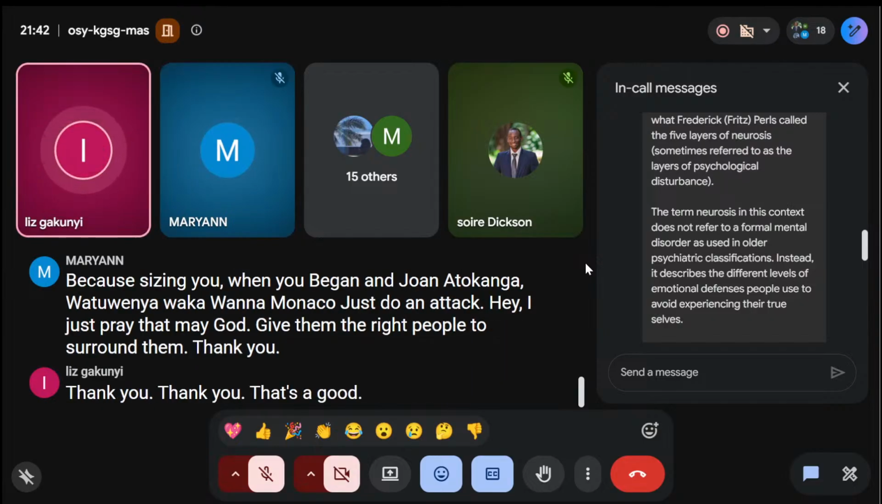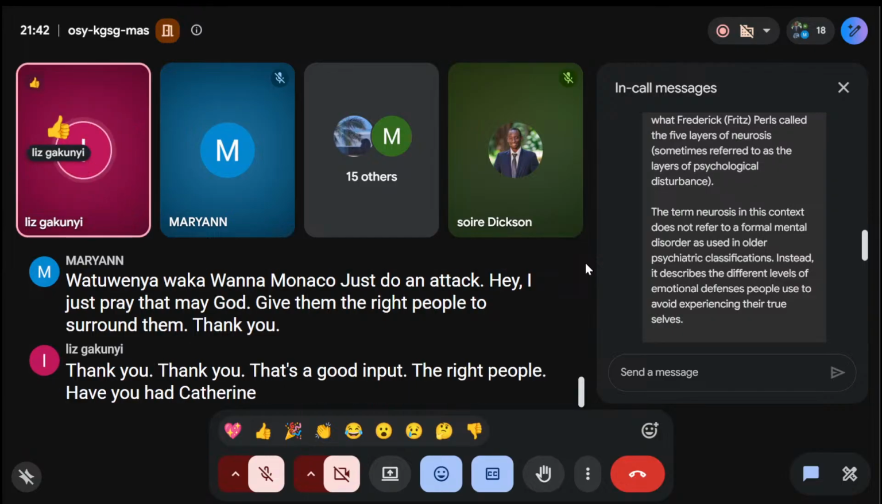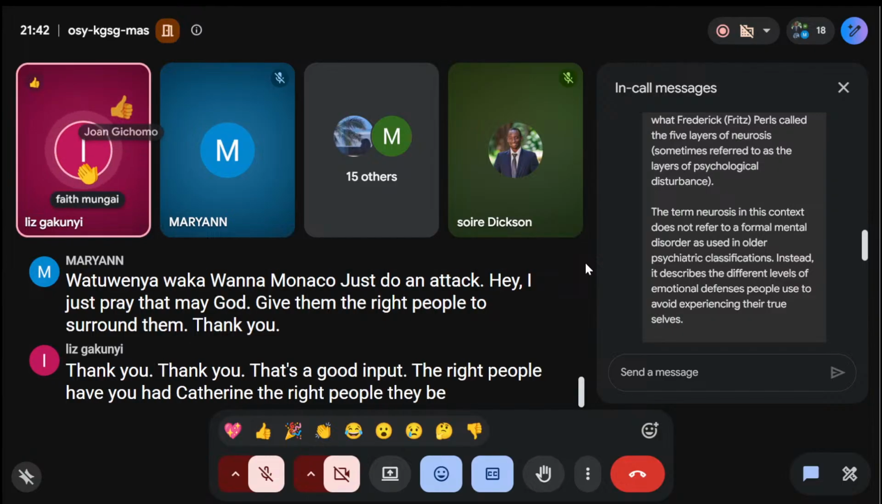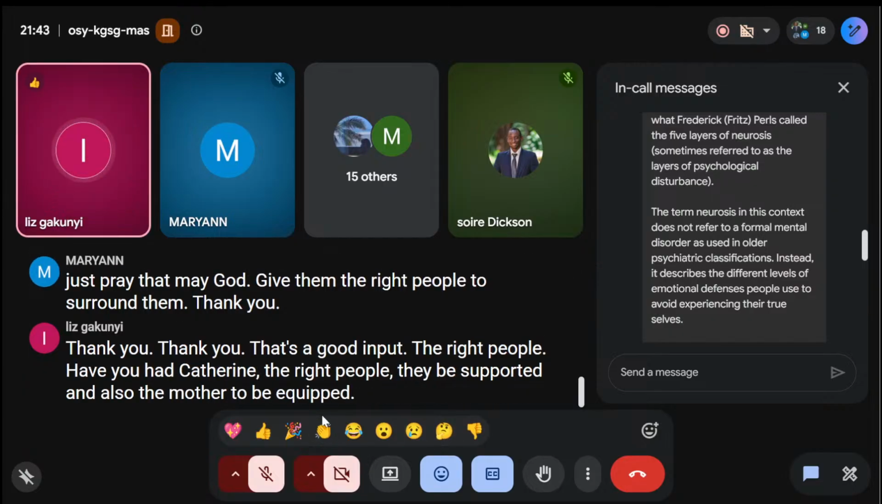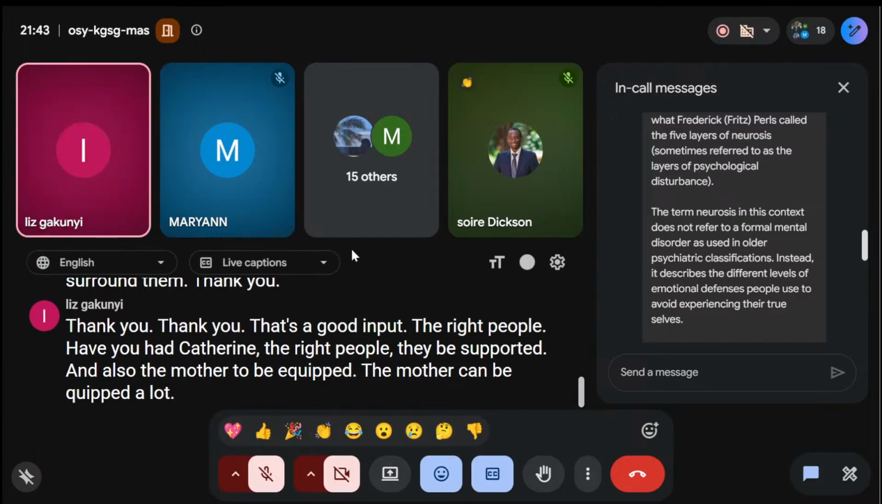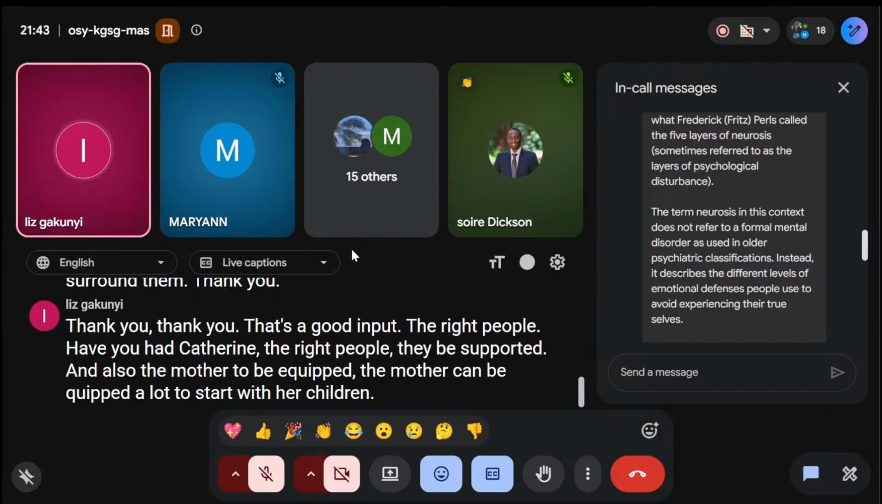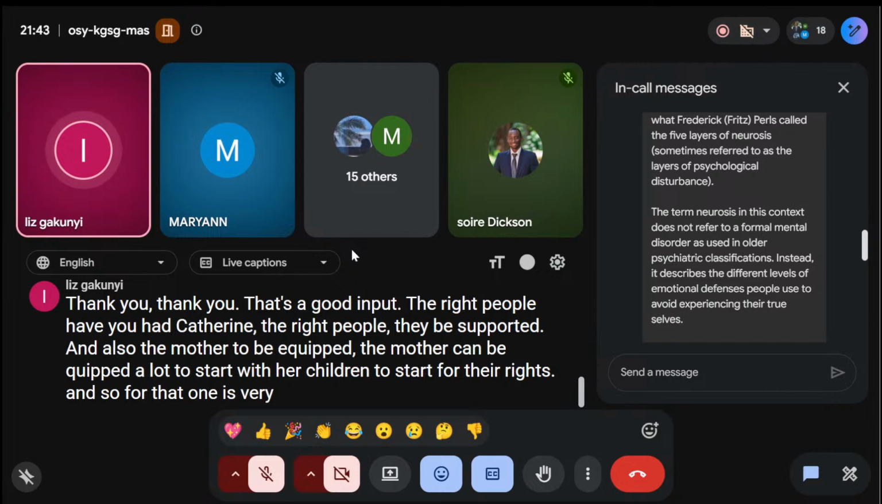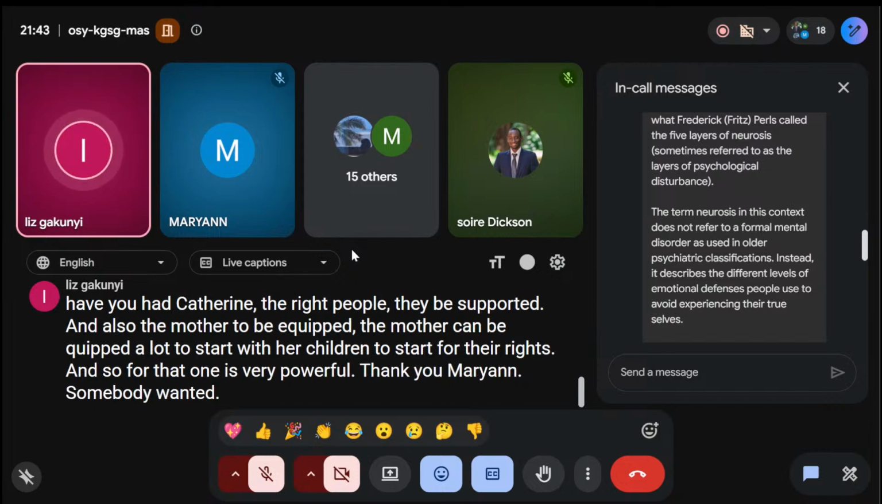Thank you. That's a good input. The right people. Have you heard, Catherine? The right people, they be supported. And also the mother to be equipped. The mother can be equipped a lot to start with her children, to start for their rights, and so forth. That one is very powerful. Thank you, Marianne. Somebody wanted to say something.